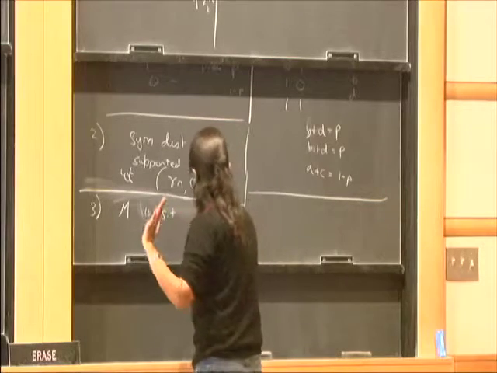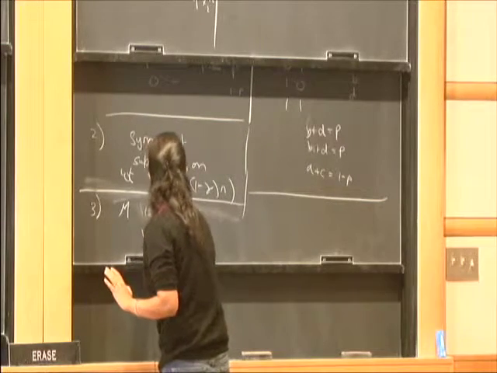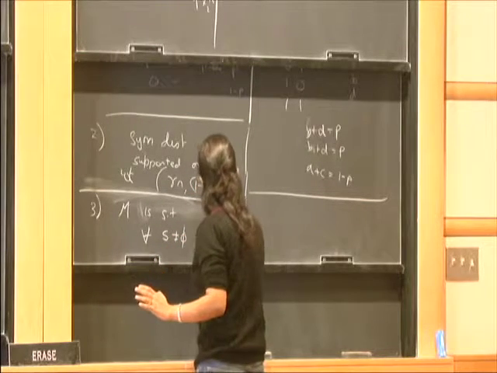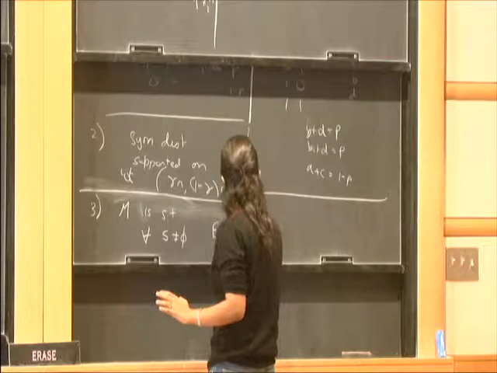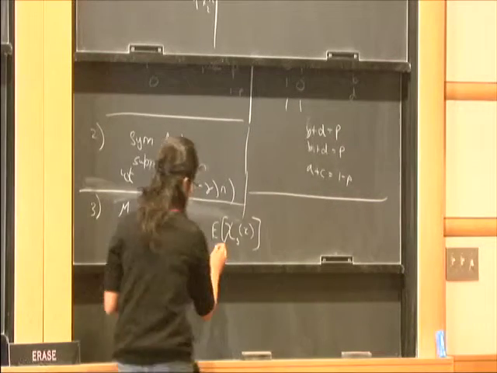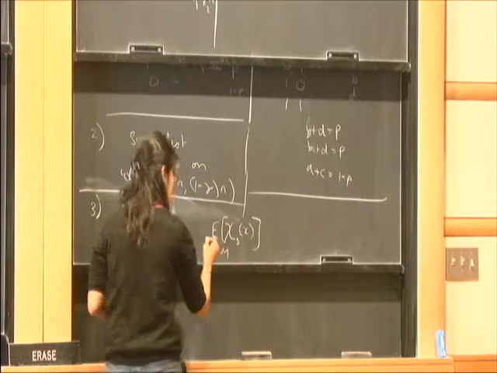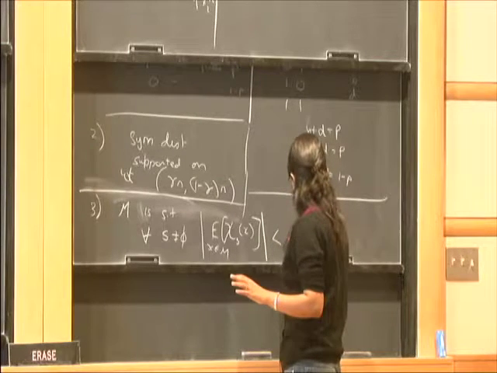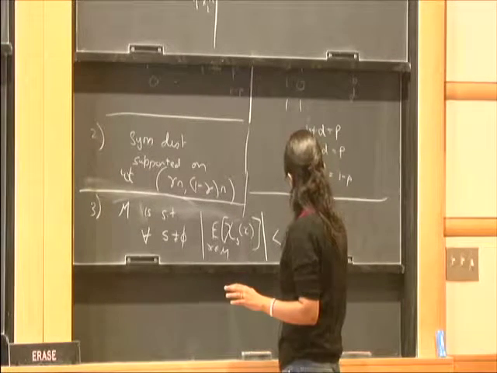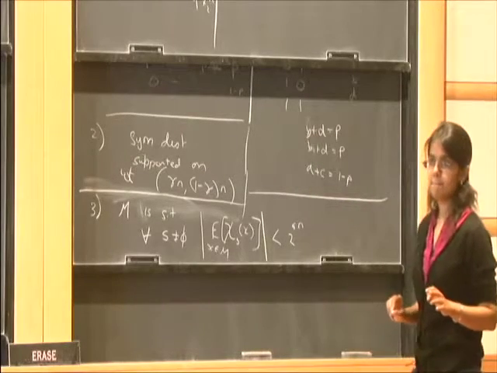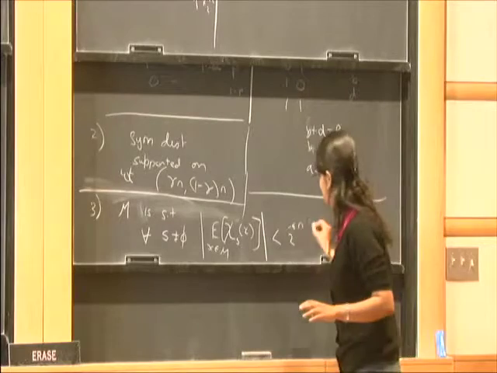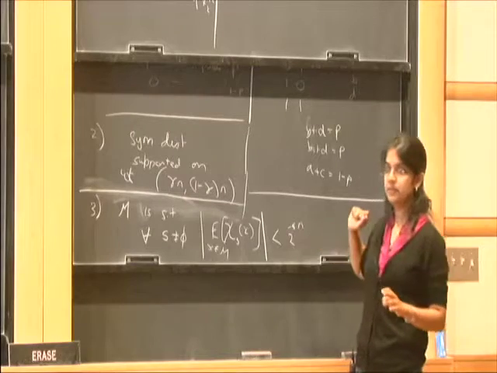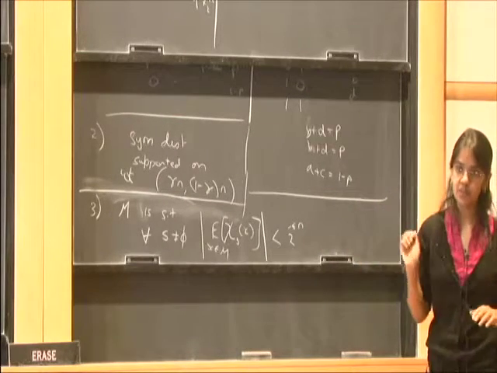So if for all characters, all sets S which are non-trivial, the expected value of chi sub S of x, where x comes from mu, is small, and small is going to be something like 2 to the minus epsilon n. Okay, if your distribution satisfies this property, then also mu is uniformly correlatable.